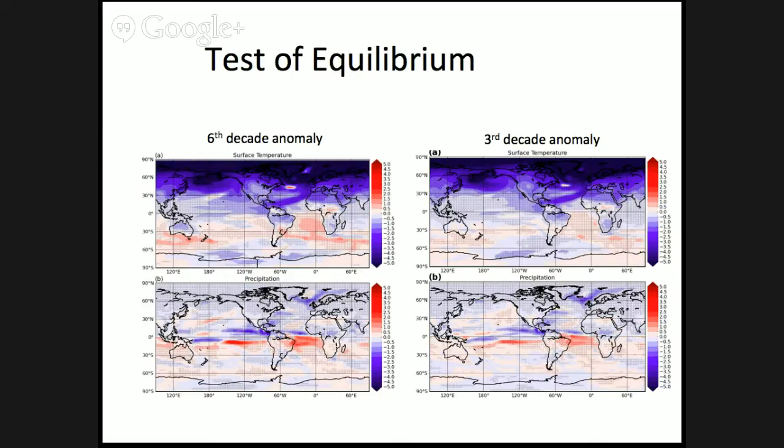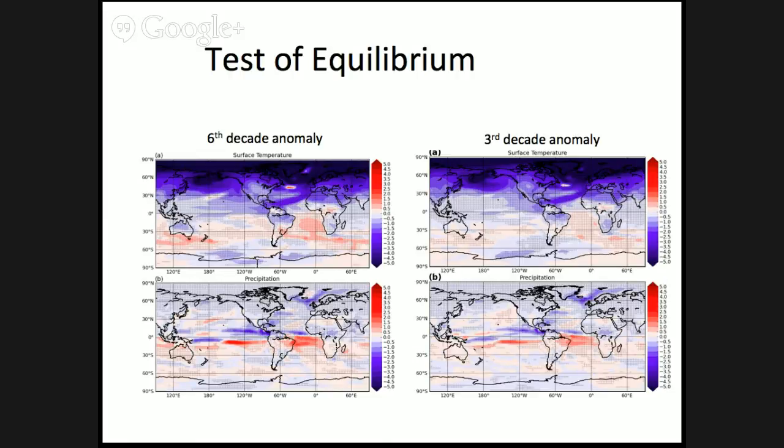Because the ocean and atmosphere coupled system takes thousands of years to reach equilibrium, we are not confident yet that the sixth decade reflects the equilibrium response. Here it's showing the same figure as previous for the six decades anomaly, and here's another figure showing the same, but for the third decade anomaly.